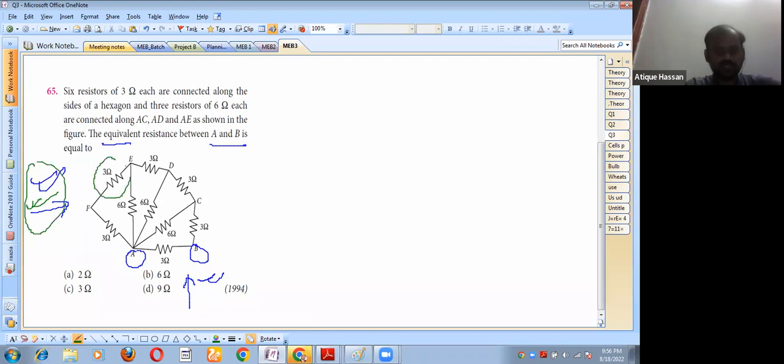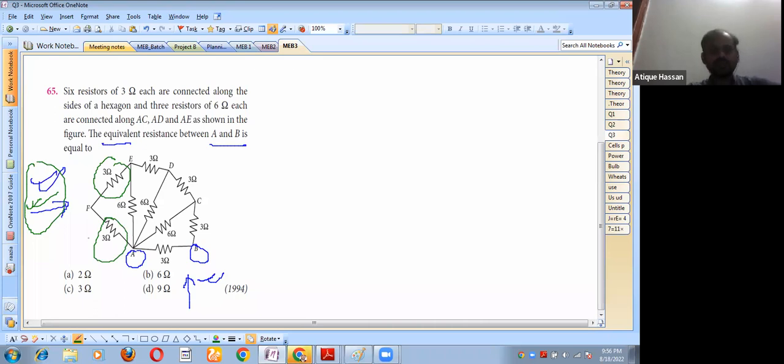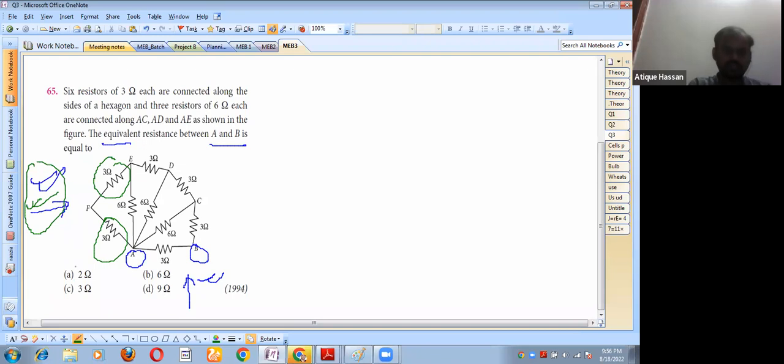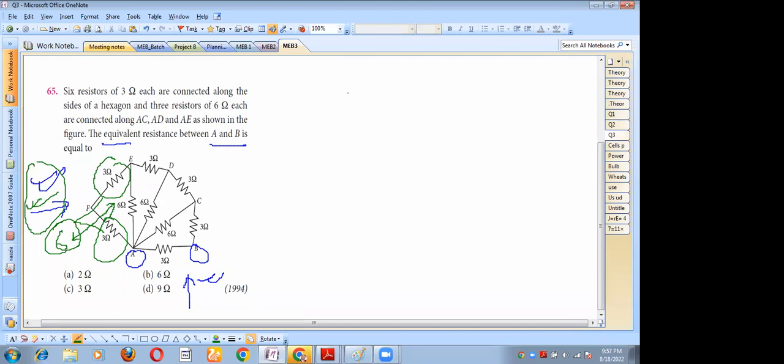If you see these resistors, these are a series of parallel combinations. This 3 ohm and 3 ohm resistor are in series, and in series combination they add. So their equivalent resistance will be 6 ohm, and this 6 ohm will be parallel with this 6 ohm. So what will be the equivalent resistance? 6 ohm parallel with 6 ohm is 3 ohm.